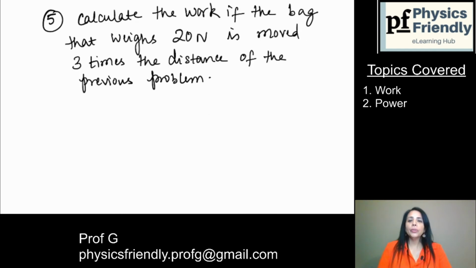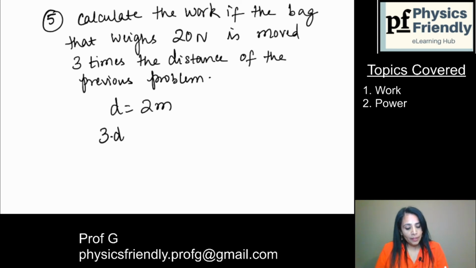Okay, so next one is: calculate the work if the bag that weighs 20 newtons is moved 3 times the distance of the previous problem. Previous problem distance was given as 2 meters, right? Now in this one it says 3 times the distance, so it's going to be 3 times d, resulting in 3 times 2 meters, right? So that would be 6 meters.